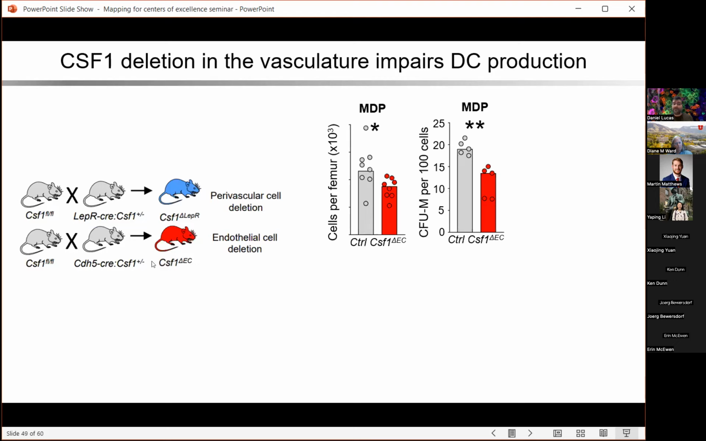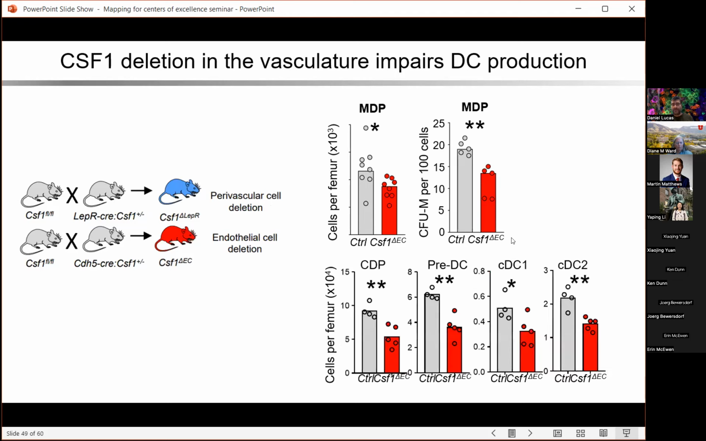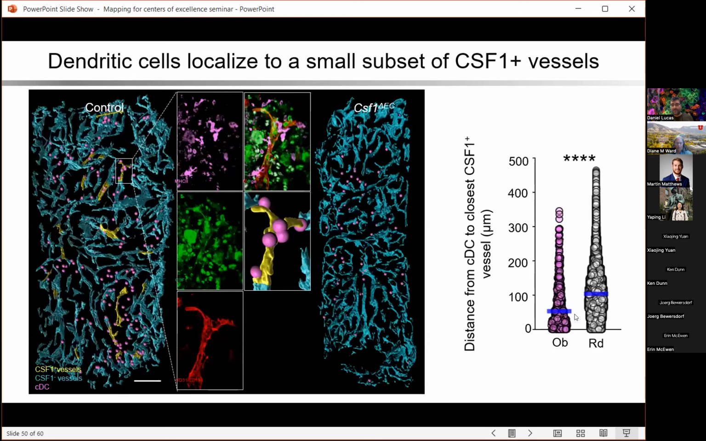But when we delete CSF1 in endothelium, we found loss of monocyte dendritic cell progenitors. They were less able to generate colonies in vitro. And everything that was downstream, common dendritic cell progenitors, pre-DCs, and two flavors of dendritic cells, were reduced.